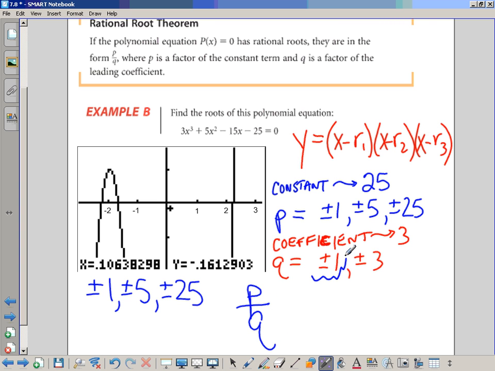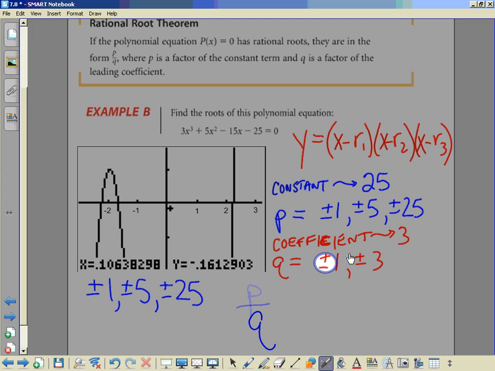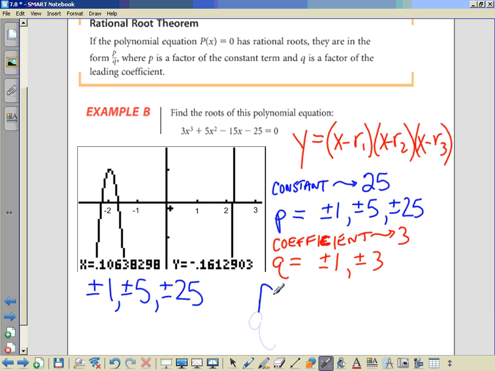since 1 is one of the potential q's, then our potential p over q's will be 1 over 1, 5 over 1, and 25 over 1. So a listing of the potential p's would automatically give you a listing of the potential solutions. So these are potential solutions to this problem.